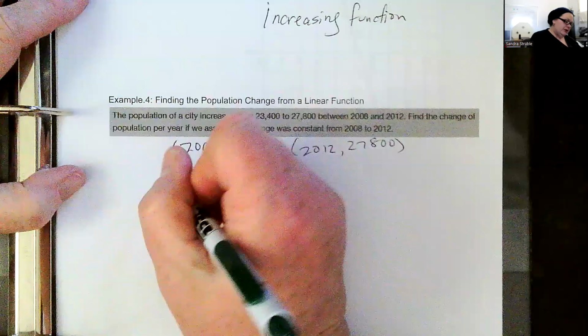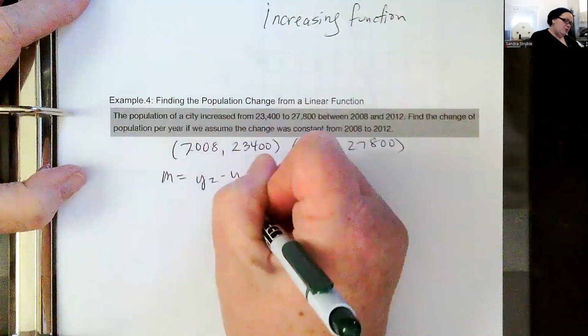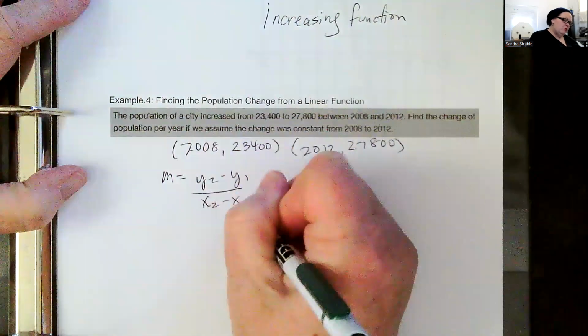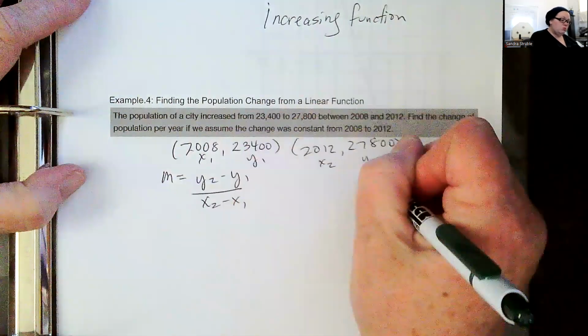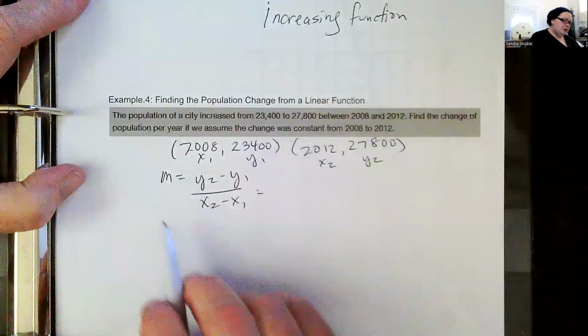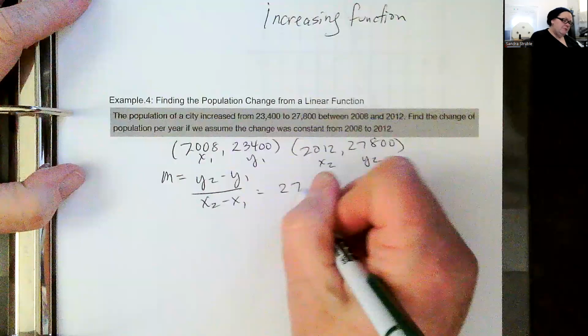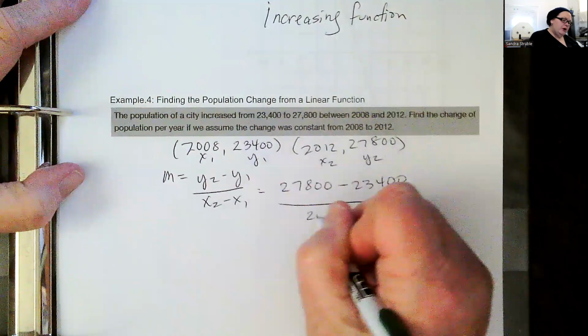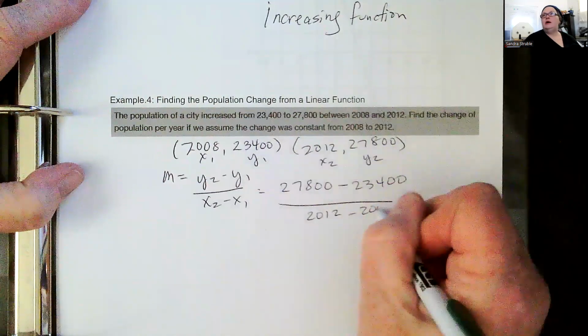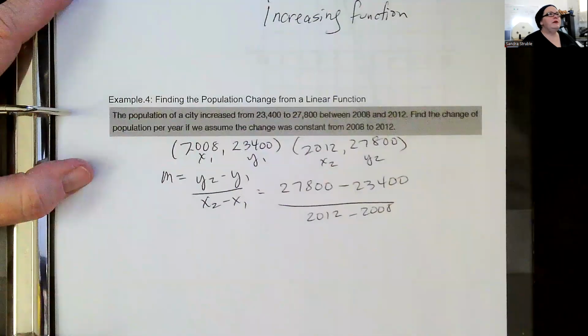That's it. So m equals y sub 2 minus y sub 1 over x sub 2 minus x sub 1, labeling my points. All right, y sub 2 is 27,800 minus y sub 1, which is 23,400 over 2012 minus 2008. I'm going to pause for just a moment. Hold on one second.